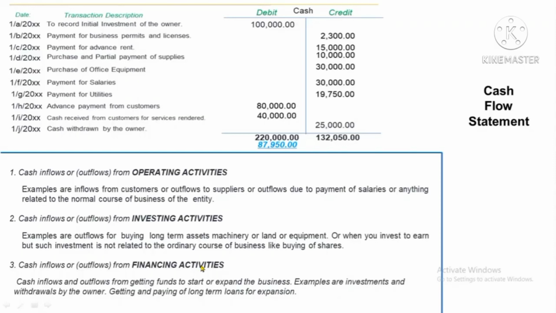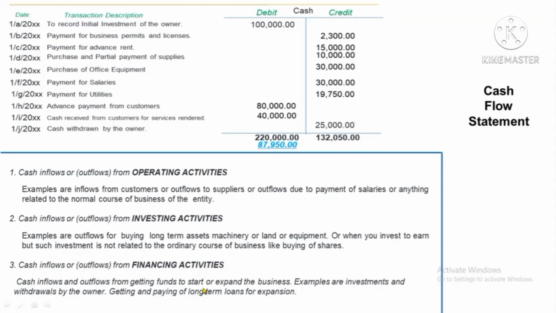Examples are investments and withdrawals by the owner, or getting or paying a long-term loan for expansion. So if the entity is a corporation, proceeds from selling the shares are considered inflows from financing activities because they are considered as investments from owners. However, there is also a twist.